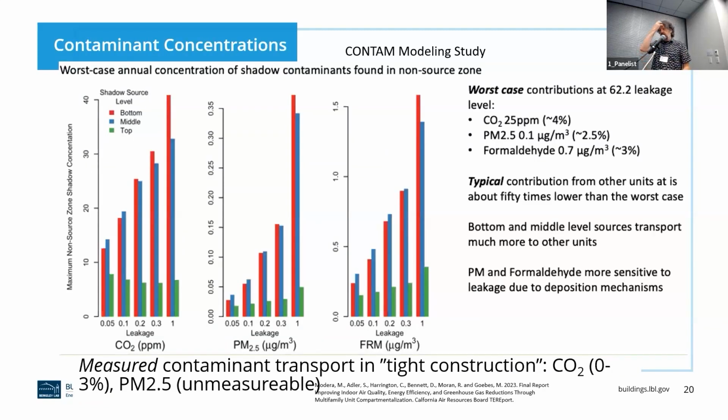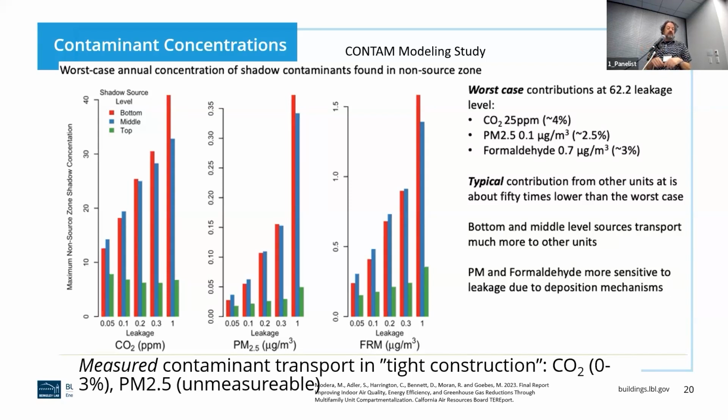And I'm going to wrap up here with a couple of slides that you can all boo if you want, because it's simulations and we didn't measure it. All the previous data was actually measured in buildings. So here we did some simulations using a tool called CONTAM. And we were looking at, if we release a contaminant in one unit, where does it go? And it's based on those leakage parameters I showed you earlier. Lots of stuff going on here. So CO2, we understand what that is. PM2.5 is particles, and FRM is short for formaldehyde.